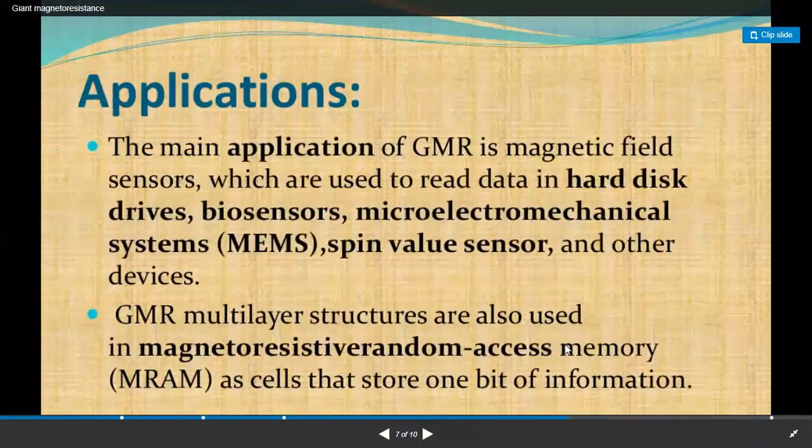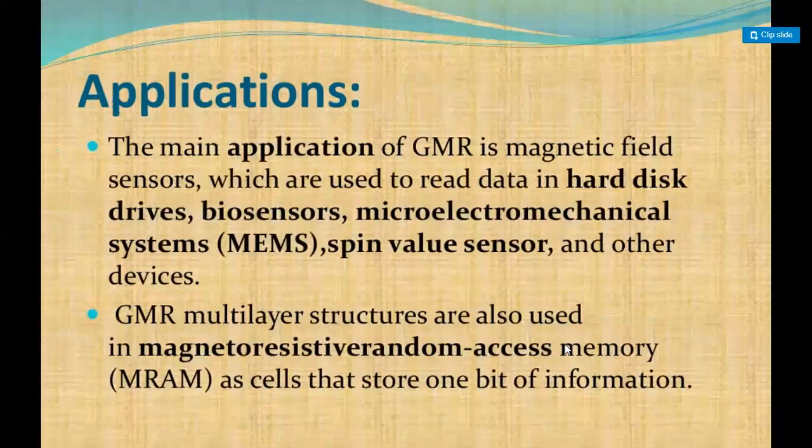From that, we have to see the applications. The main application of GMR is magnetic field sensors, which are used to read data in hard disk drives, biosensors, microelectromechanical systems, spin valve sensors, and other devices. GMR multilayer structures are also used in magnetic random access memory, called MRAM, which has a cell that stores one bit of information.